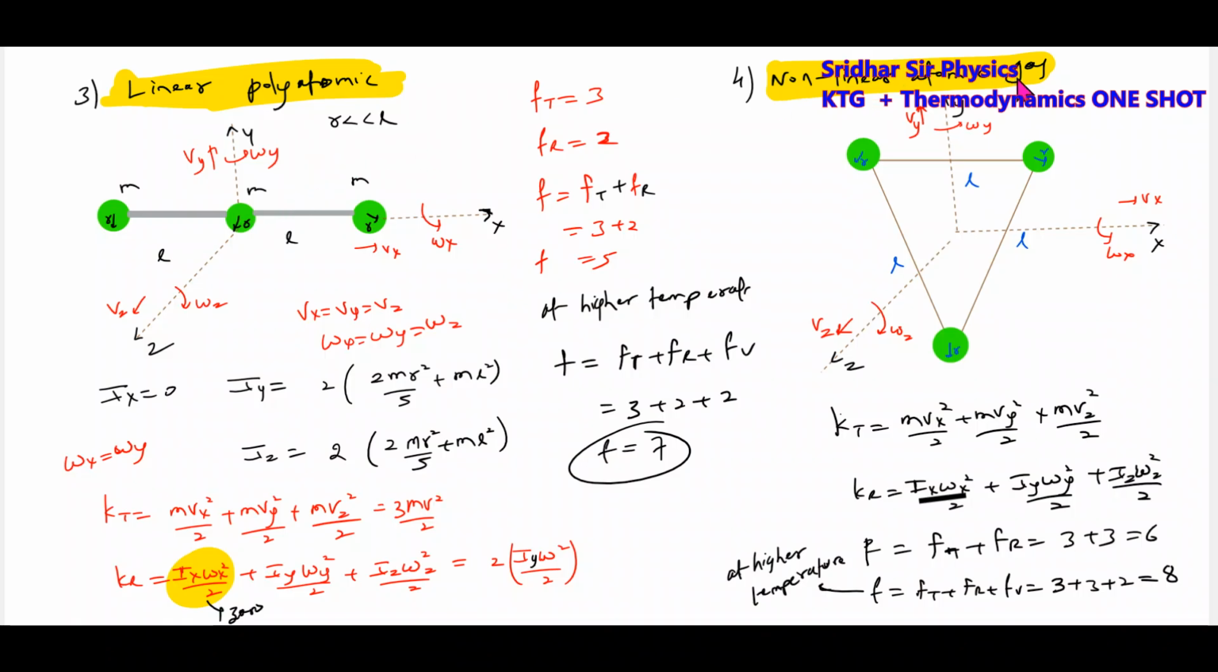Non-linear polyatomic gas. Now the molecule can move along x, y, z. It can rotate about x, y, z, and the moment of inertia about the x-axis will be non-zero because L is very much greater than r. The moment of inertia about all 3 axes will be non-zero. So 3 translational, 3 rotational. The total will be 6. At higher temperature, 2 more you have to add due to vibrations.